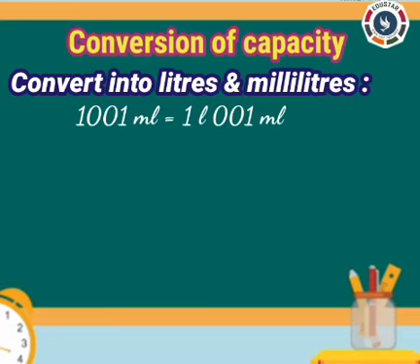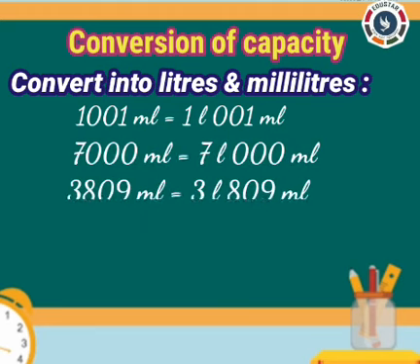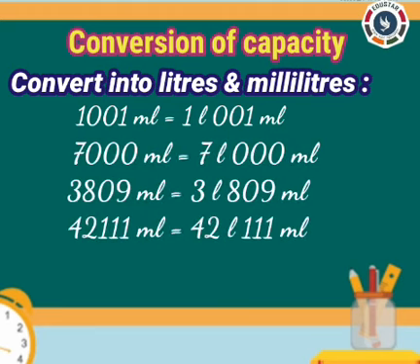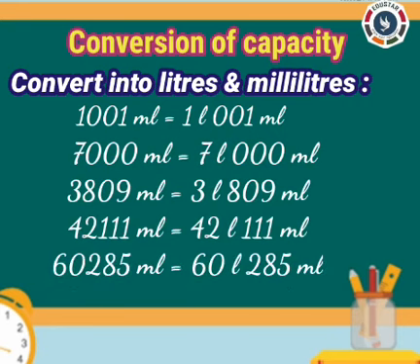Now you solve these sums. 7000 milliliter is equal to 7 liter 0 milliliter. 3809 milliliter is equal to 3 liter 809 milliliter. 42,111 milliliter is equal to 42 liter 111 milliliter. 60,285 milliliter is equal to 60 liter 285 milliliter. In these sums, we wrote the last 3 digits separately.